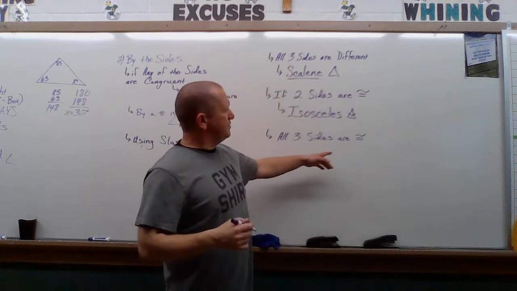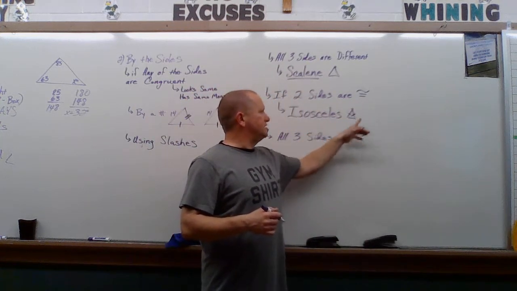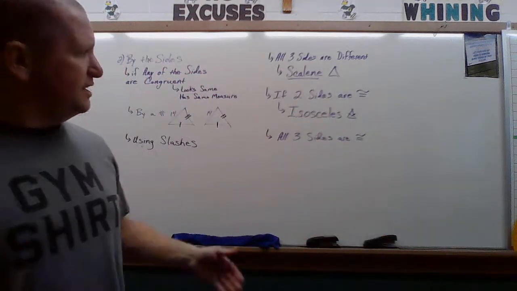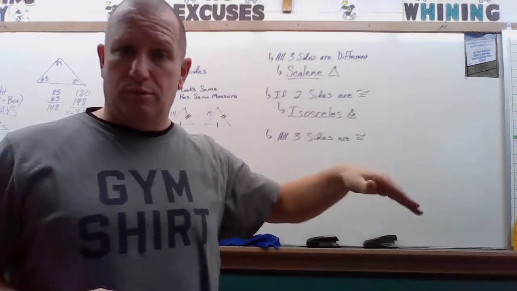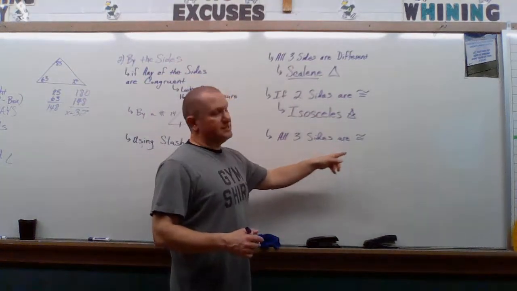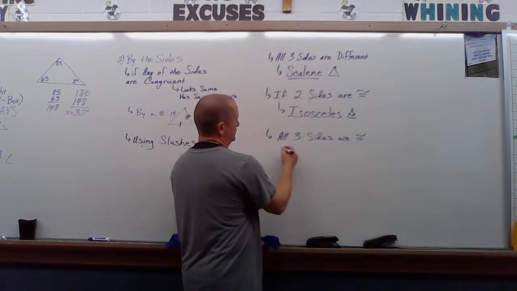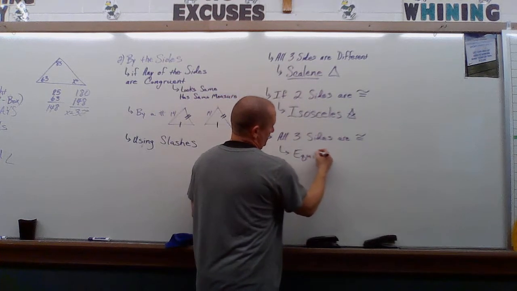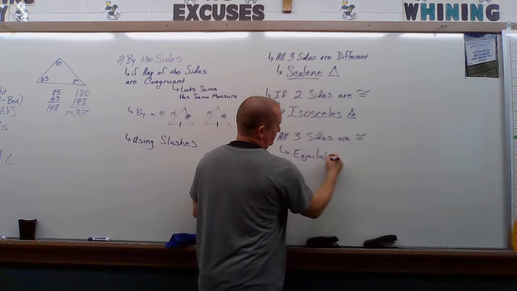I don't know if we've said this before, but this is my congruent symbol. So it looks like an equal sign, but it then includes a little wavy sign on top of that equal sign. So all 3 sides, anybody have this? This one you might have heard of just because it makes the most sense maybe. And this is an equilateral triangle.